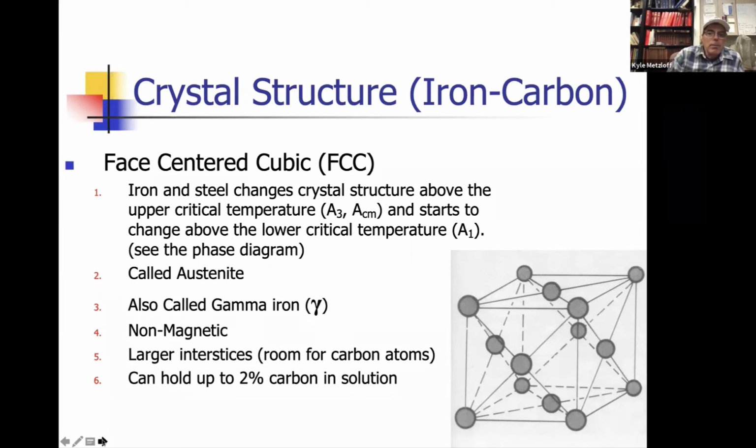So this is called gamma iron. It's non-magnetic. I don't know if you knew that. Red hot steel is non-magnetic, whereas, in fact, blacksmiths that don't have a furnace that have temperature gauges on them usually will use a magnet to tell when it's non-magnetic, that's the right temperature. You should go and heat treat the thing, okay? So the cool thing is it has larger space for carbon atoms. So it can hold up to 2% carbon in solution.